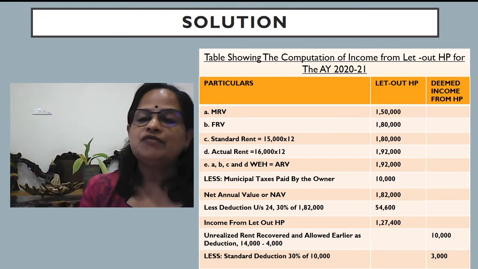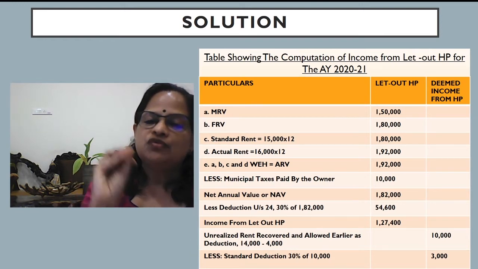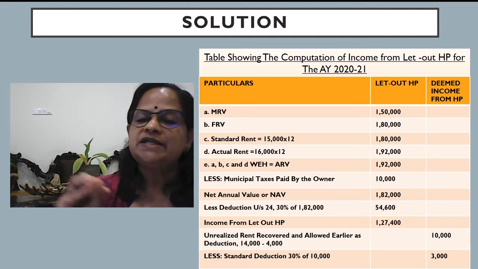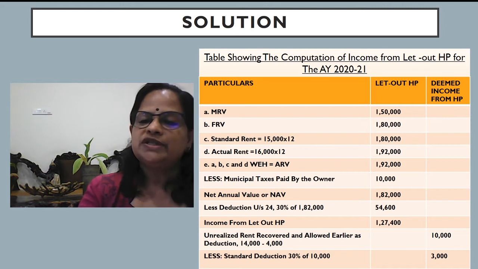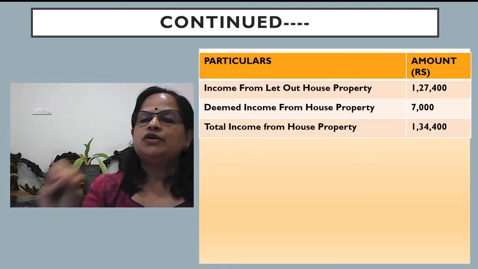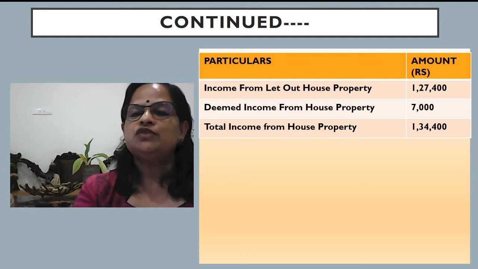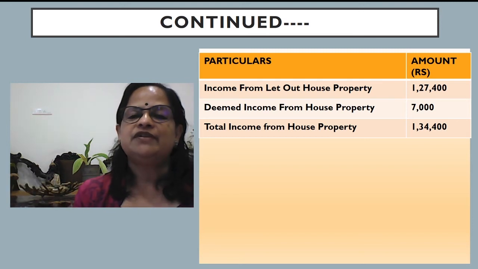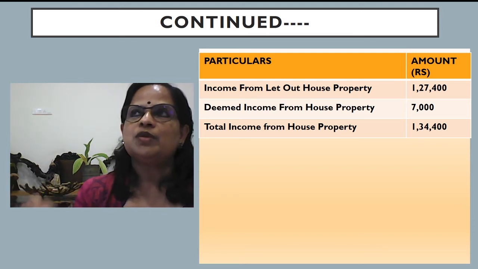Now deemed income from house property I have explained, unrealized rent recovered and allowed earlier as a deduction. So 14,000 minus 4,000, 10,000 you will get. Standard deduction we have to allow here also. So it is 3,000. Now income from let out house property 1,27,400. First house property. Second one, deemed income from house property 7,000. So total income from house property 1,34,400.